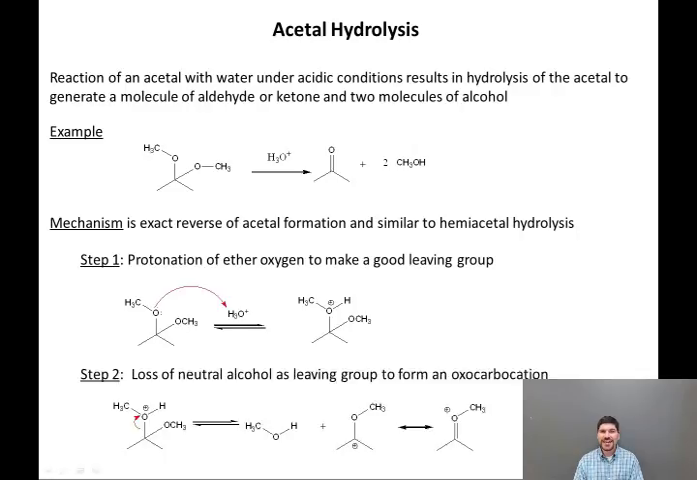Then in the second step, that leaving group leaves, so we lose the neutral alcohol as our leaving group to form an oxocarbocation. Remember that the oxocarbocation has another resonance structure with the plus charge on the oxygen. Moving forward through the mechanism, you can work from either resonance structure, but I find it more convenient at this point to work from the resonance structure with the plus charge on carbon.